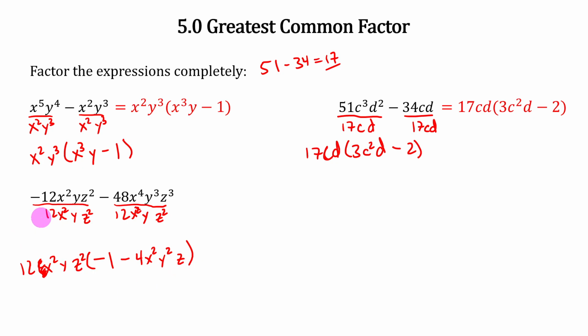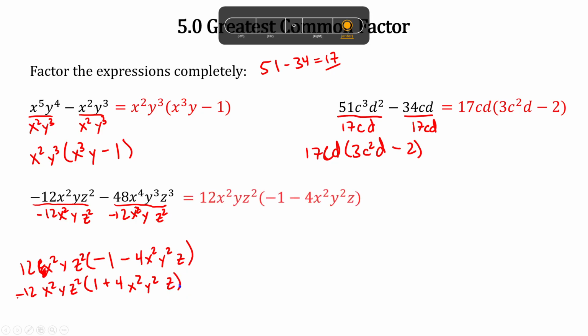Now, what would happen if I had divided by negative 12? Well, then this would be negative 12, still x squared, y, z squared. The only things that are going to change are the numbers. Negative 12 divided by negative 12 is 1. Everything else still is 1 as well. Negative 48 divided by negative 12 is positive 4, x squared, y squared, z. Either of those is an acceptable answer.